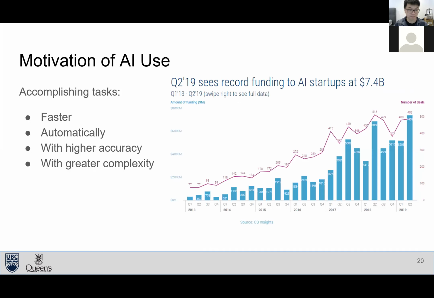So some motivation for AI use, and I don't need to beat this to death: there's a lot of money going to AI. Things are faster, more automatic, and there's greater complexity. So the question is, what does greater complexity actually mean?